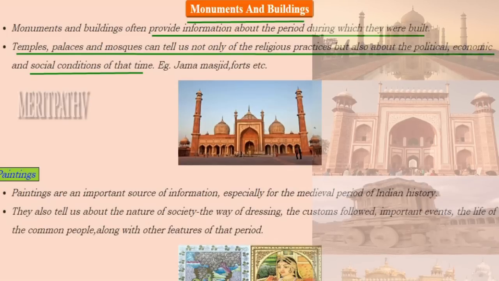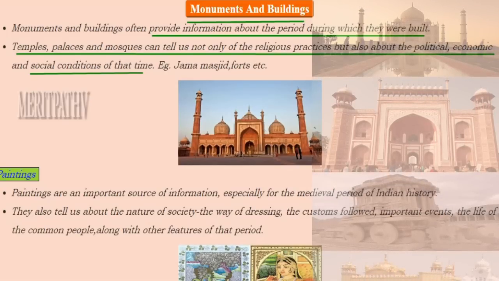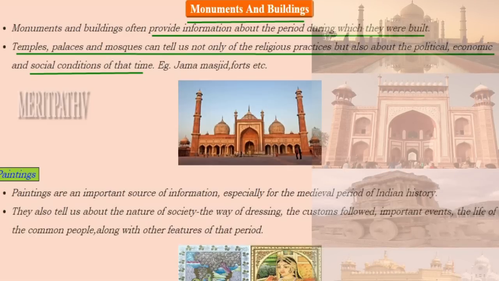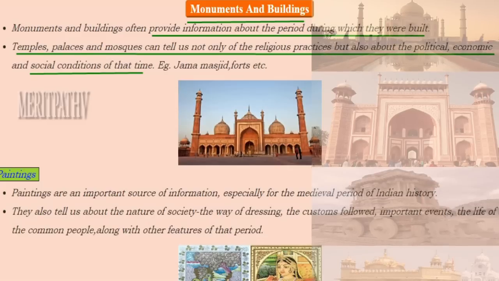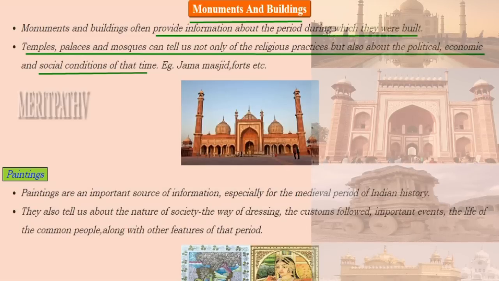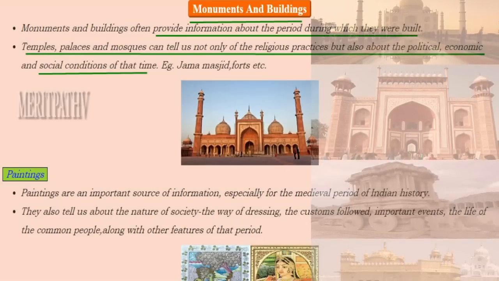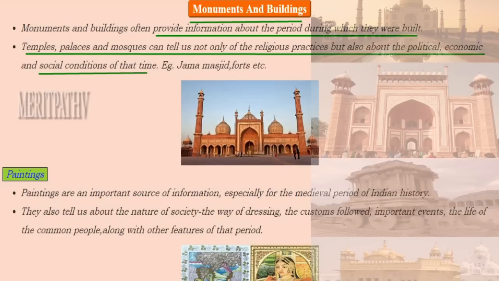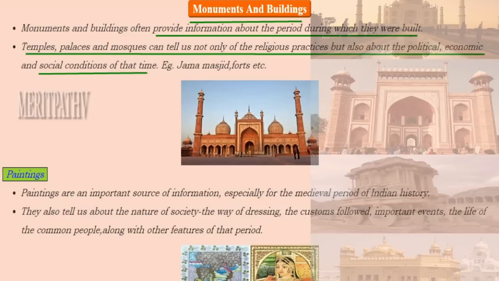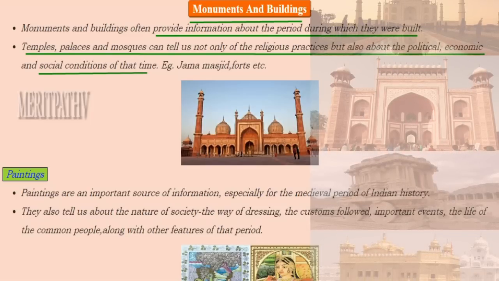Next is monuments and buildings. They provide us information about the period during which they were built. What are the monuments and buildings? They are temples, palaces and mosques. They tell us not only of the religious practices but also about the political, economic and social conditions of that time. For example, the famous monuments are Jama Masjids, forts, etc. In this image we see a monument.